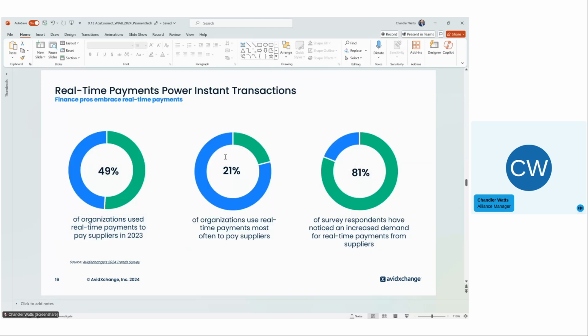So real-time payments, this is the power of instant transactions. 49% of organizations are using real-time payments to pay suppliers in 2023. And 21% of organizations use real-time payments most often when they are paying suppliers. And 81% of survey respondents have noticed an increase in demand for real-time payments to suppliers. Probably a year or 2 years ago, even these 49 and 21% numbers were simply a fraction of what they are today. So demand is increasing.